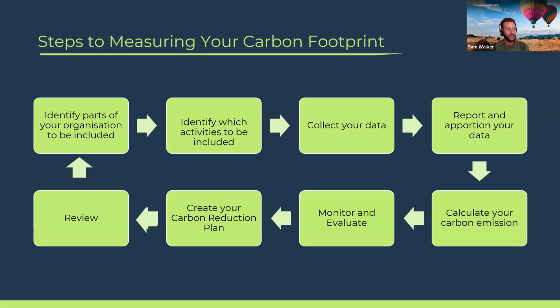After that review stage, reconsider what parts of your organization should be included, and which activities to be included. Every year we're finding more Scope 3 activities that are coming up that should be reported on. So go through that process of considering it, and feed that back into how you collect your data, how you're reporting your data, how you're then creating your carbon reduction plan, and continuously go around this cycle when you can, just to make sure.